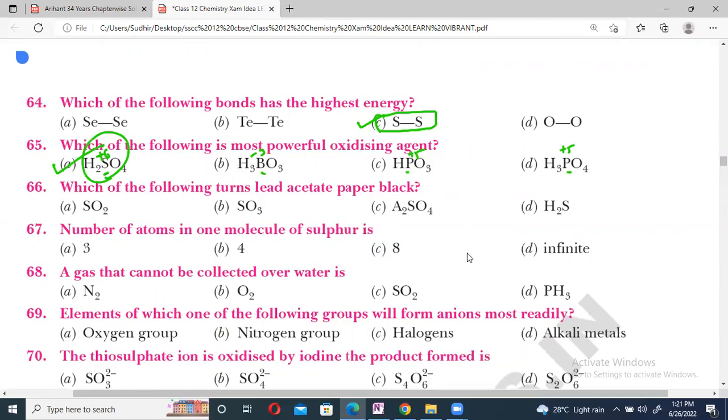Which one of the following turns lead acetate paper black? Remember, H2S gas can turn lead acetate paper black. Number of atoms in one molecule of sulfur: it's a very simple question. S8 is there, that is 8. And a gas that cannot be collected over water: obviously SO2 is a gas that cannot be collected over water.